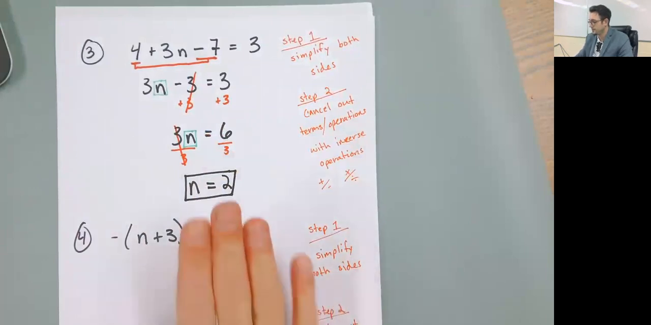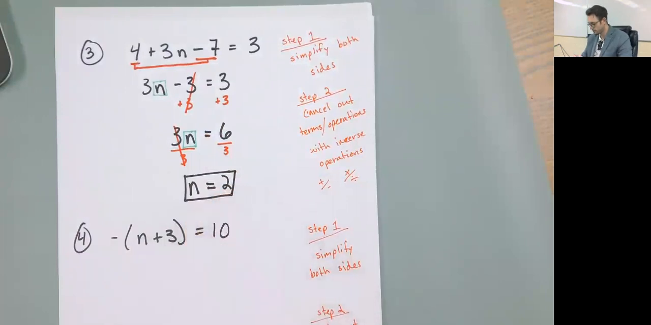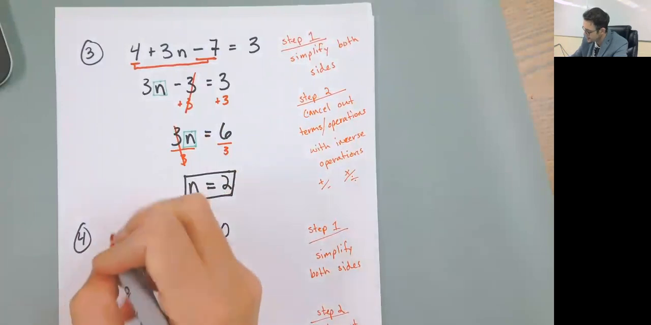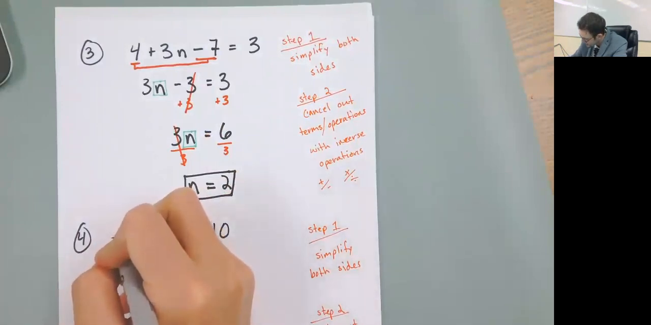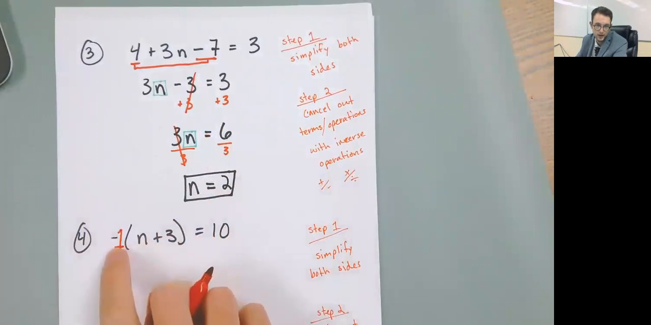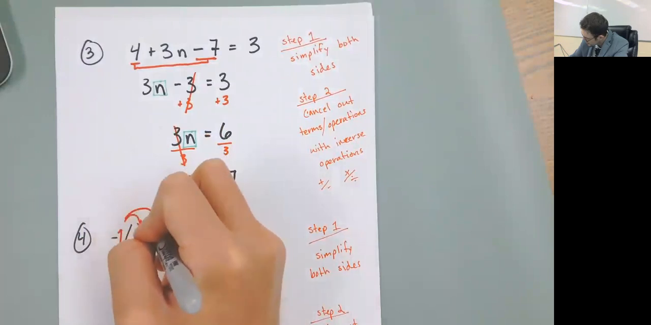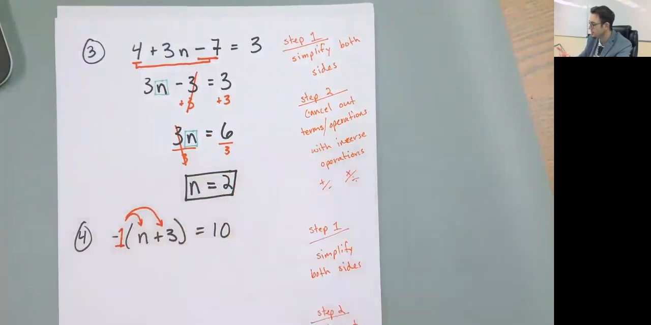Next one. Definitely doesn't look simplified to me. Doesn't look simplified at all. All right. So we're going to simplify the left side. Really important to remember, there's an invisible -1 right there. I mean, the negative is not invisible, but there's a 1 right there, which we have to distribute. All right, so we're going to distribute. We're going to multiply it through.